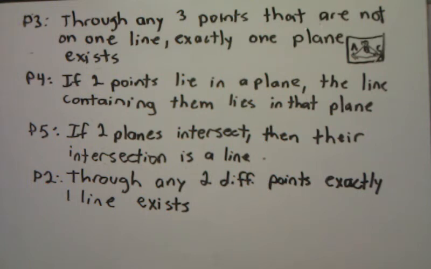Postulate 4. Postulate 4 says if 2 points lie in a plane, the line containing them lies in that plane. Postulate 4 tells us that if we take 2 points of the plane and determine a line with them, then the line is entirely on that plane.